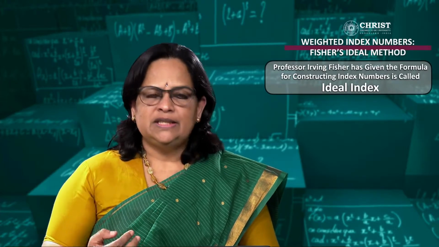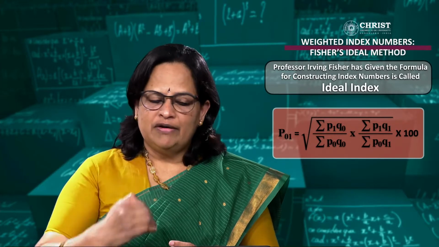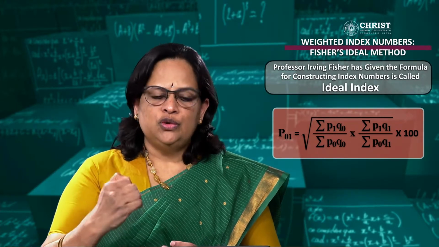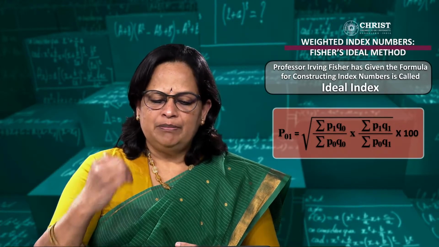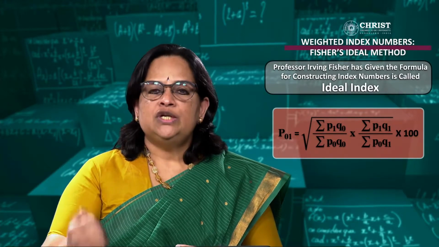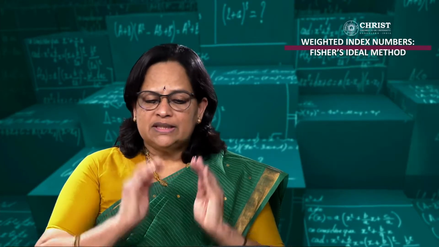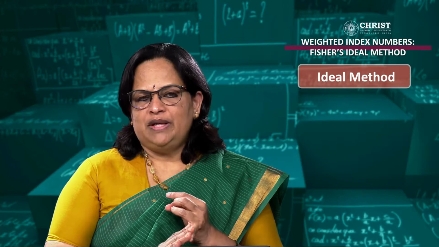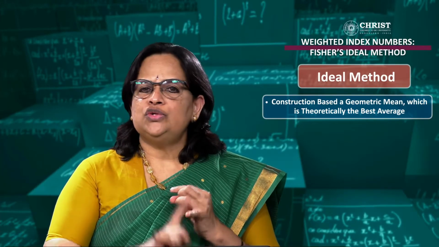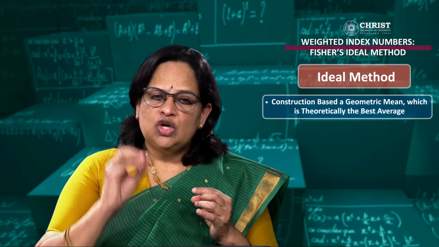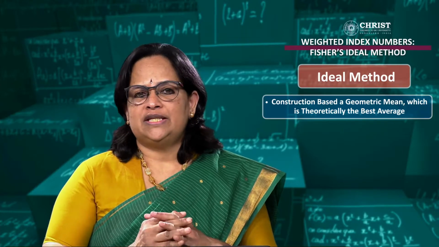The formula is: square root of sigma p1 q0 divided by sigma p0 q0, into sigma p1 q1 divided by sigma p0 q1, into 100. This method is known as the ideal method. Now this construction is based on geometric mean. We know that there are two methods, either arithmetic mean or geometric mean, but geometric mean is theoretically considered the best average for computing index numbers.